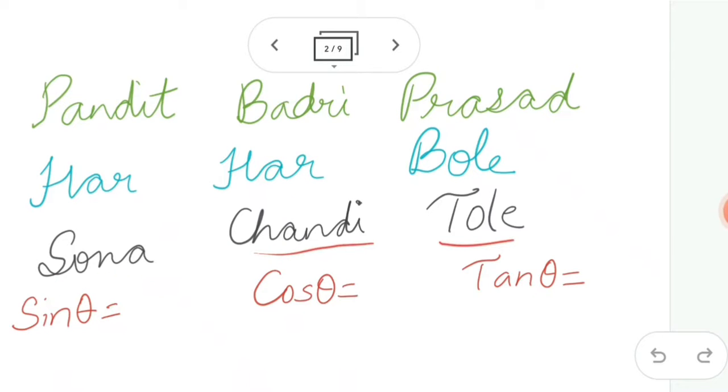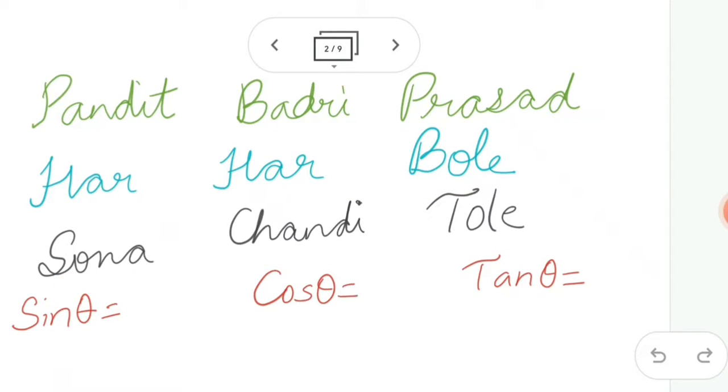So sona chandi tole. So you can remember this trick or this story to find the relationship between angles and sides of a triangle. So let us learn this. Pandit Badri Prasad har har bole, sona chandi tole.